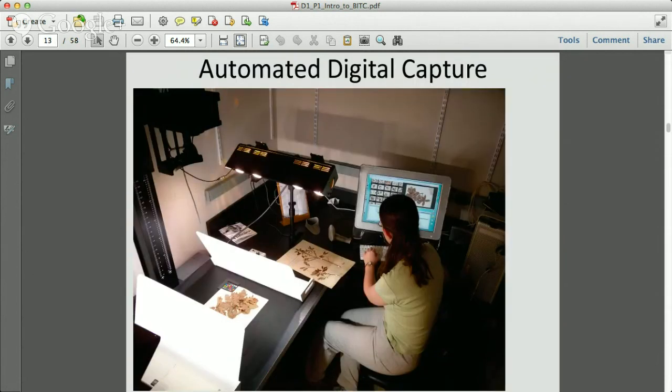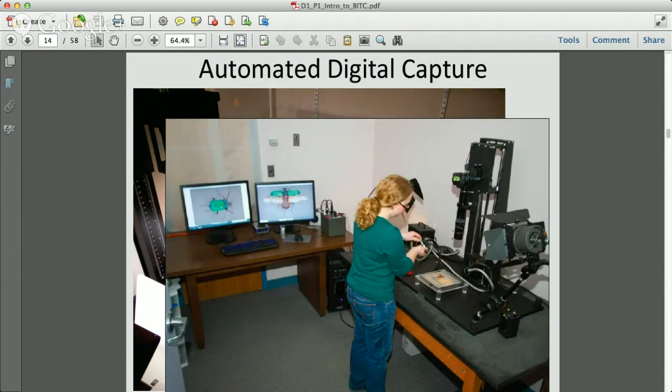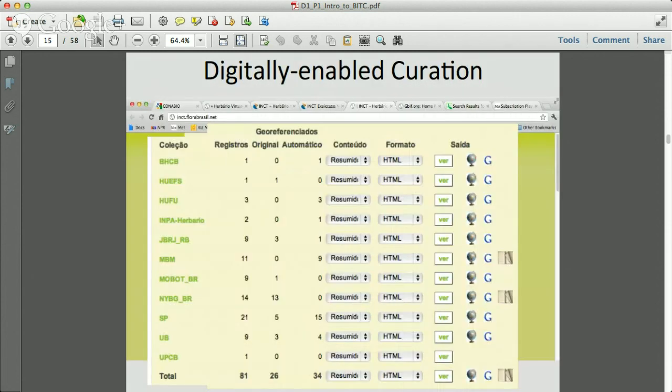But nowadays, we're talking about capturing all of these data digitally. So data from new specimens are captured essentially as the specimens arrive in museums. Data from old specimens are being captured retroactively, and that capture process is being done more and more efficiently. Here you can see a technician capturing botanical data from old herbarium specimens. Here we're seeing insect specimens being captured.